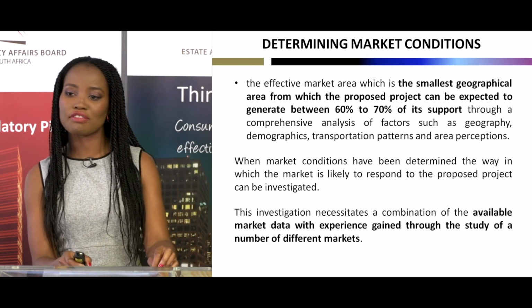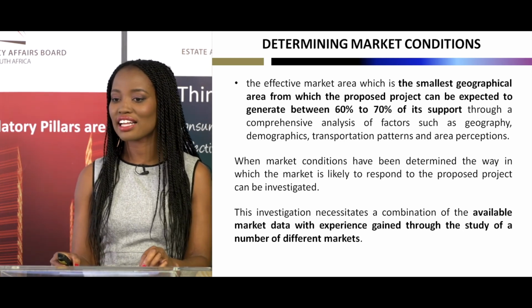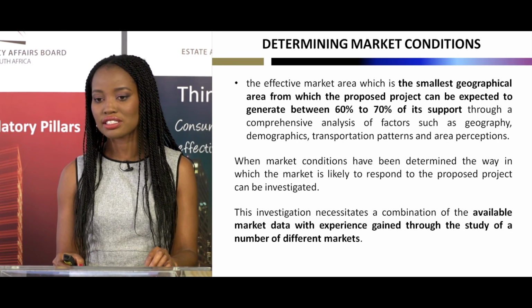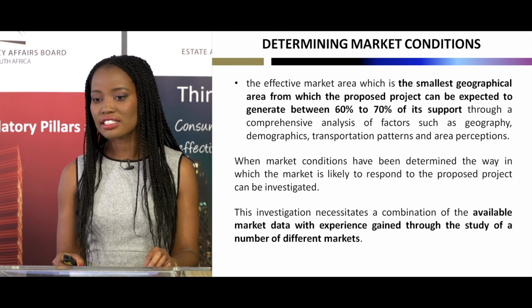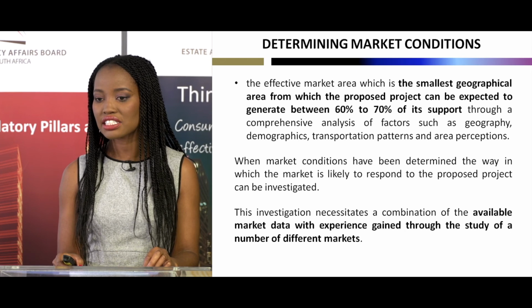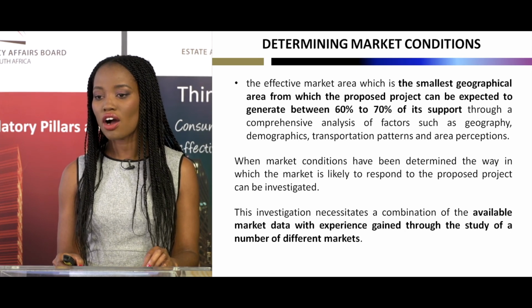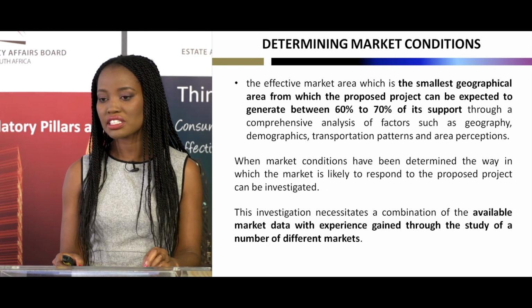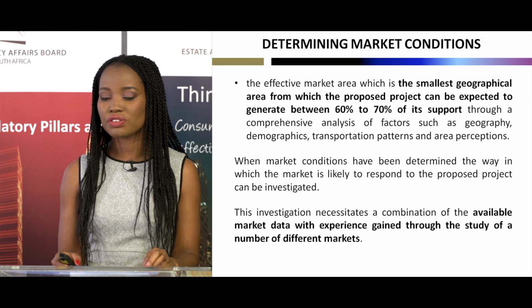When market conditions have been determined, the way in which the market is likely to respond to proposed projects can be investigated. This investigation necessitates a combination of the available market data with experience gained through the study of a number of different markets.